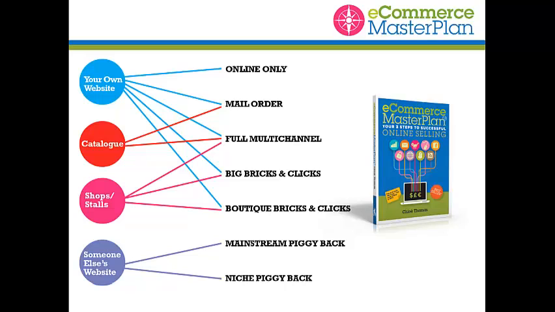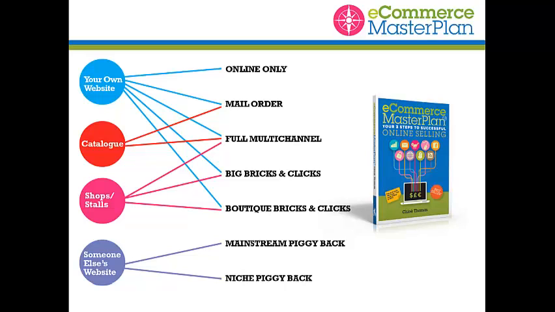Let me explain how this works. As you see on the left hand side, we have the different ways a customer can buy from an e-commerce business. So it could be via the company's own website, it could be via a catalogue, so a direct call to action catalogue, with prices and pictures and codes and all the rest of it. It could be via physical shops or stalls, and it also could be via someone else's website, so if you're using an eBay or an Amazon or an Etsy or one of those solutions. Those 4, and which ones of those you're using, then define which is your e-commerce business structure.